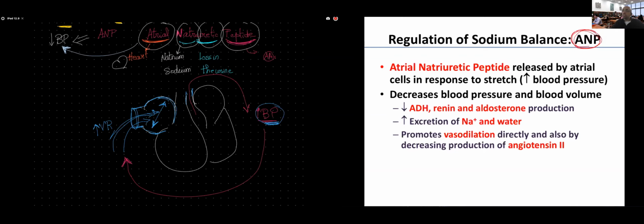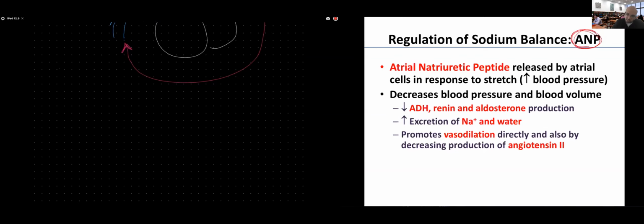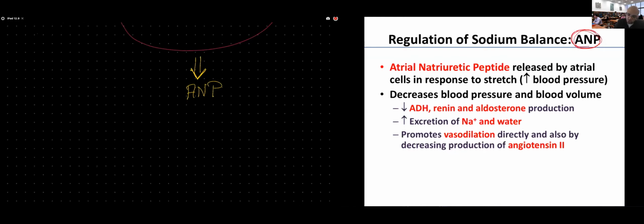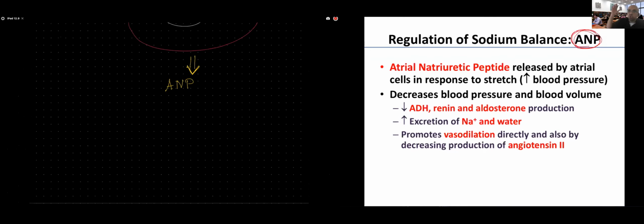So how would it respond? It responds by releasing this hormone, atrial natriuretic peptide. Atrial natriuretic peptide has 3 target organs. But keep in mind, keep it in the back of your mind that ANP is trying to reduce the blood pressure. The first target organ for the atrial natriuretic peptide is going to be the juxtaglomerular apparatus, the granular cells.